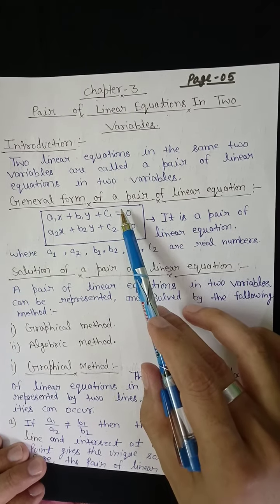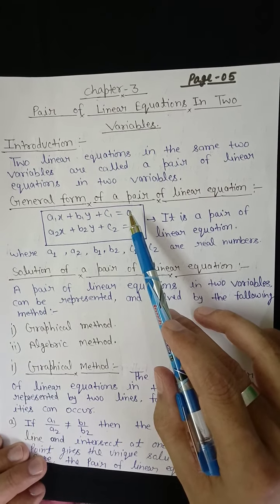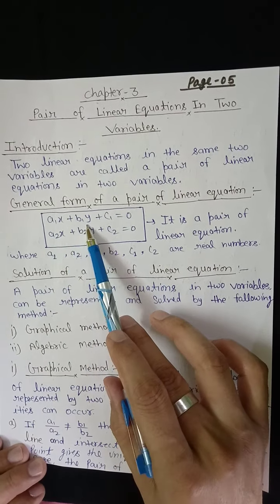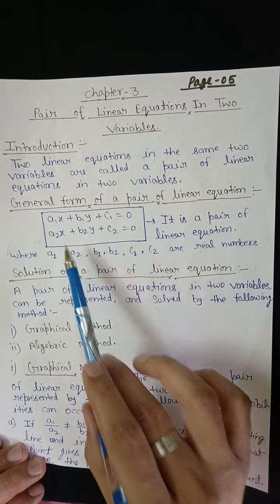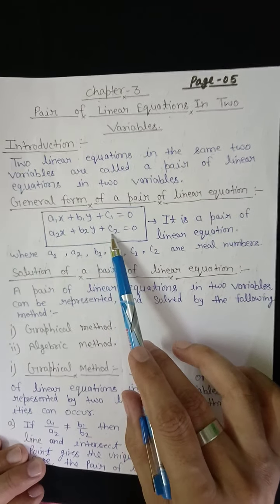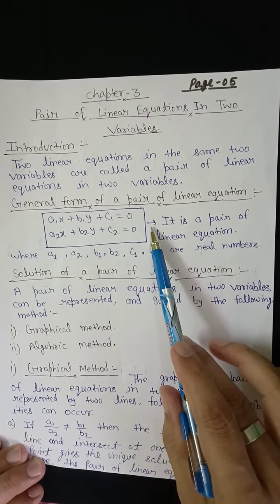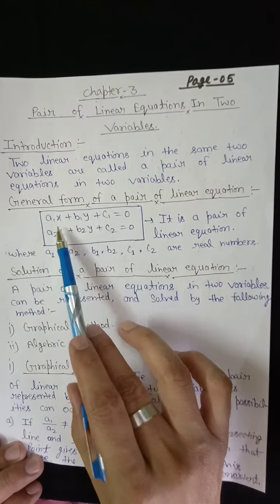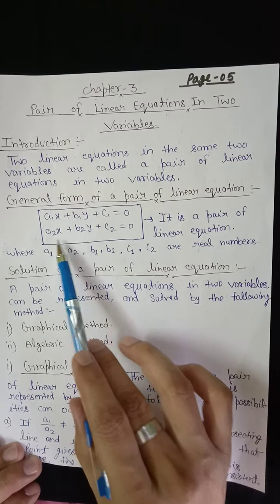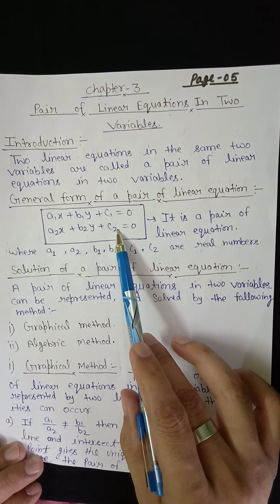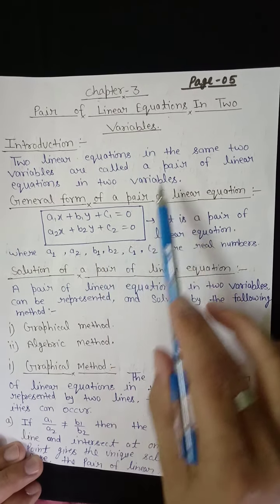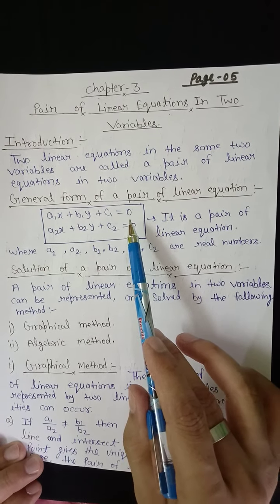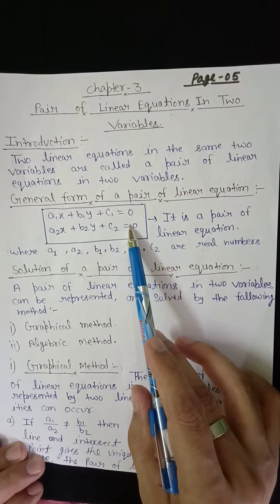The general form of linear equations in two variables is a1x plus b1y plus c1 equal to 0, a2x plus b2y plus c2 equal to 0. It is a pair of linear equations in two variables where a1, b1, c1, a2, b2, c2 are real numbers. In this chapter, I will discuss the solution of a pair of linear equations.